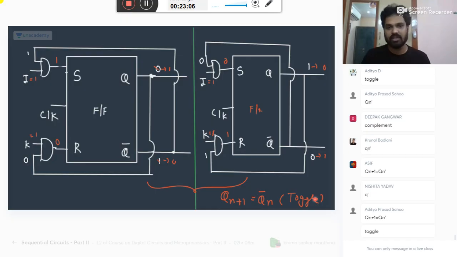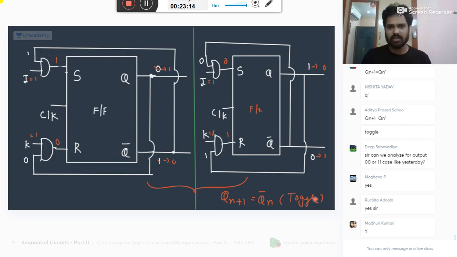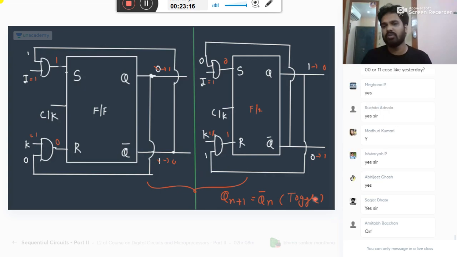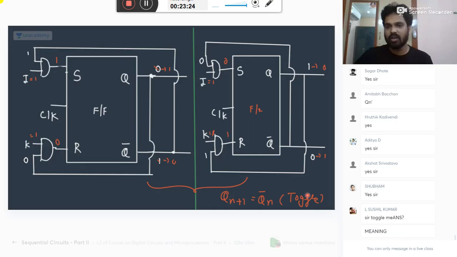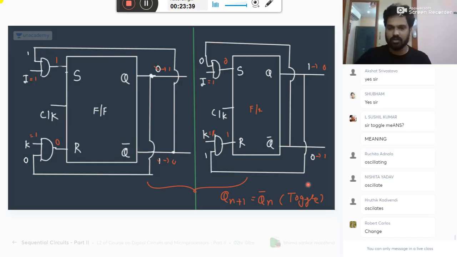Everybody now easily able to understand or not JK flip-flop working? Yes, you can analyze, nothing wrong. I told the analysis process, now you will be getting the same thing. But here 0, 0 you will get no change condition. We are saying, okay, toggling. Toggle means what? Like a toggle switch, it goes up and down. Toggle means 0, 1, 0, 1, it oscillates opposite. Okay, fine.